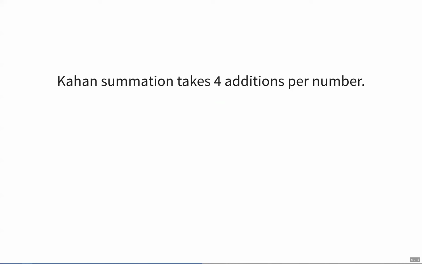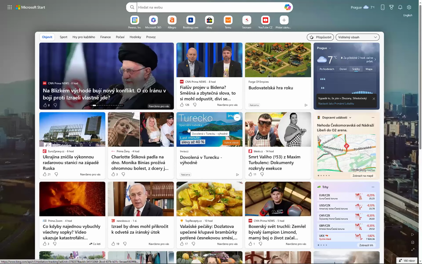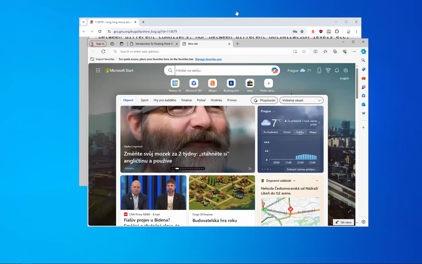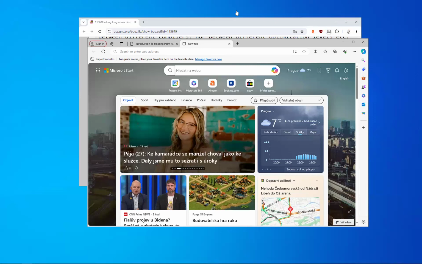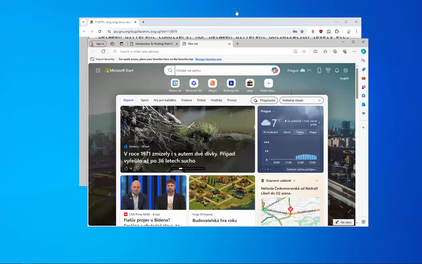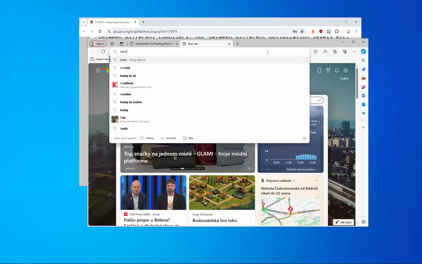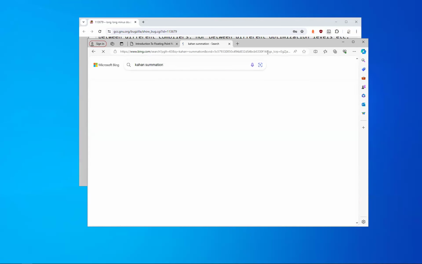What's this Kahan summation? Let's just, oh my God, what's this? And this is why I don't understand why Microsoft has news, because it's always some stupid stuff. But okay, 1991, something happens. Should I care?